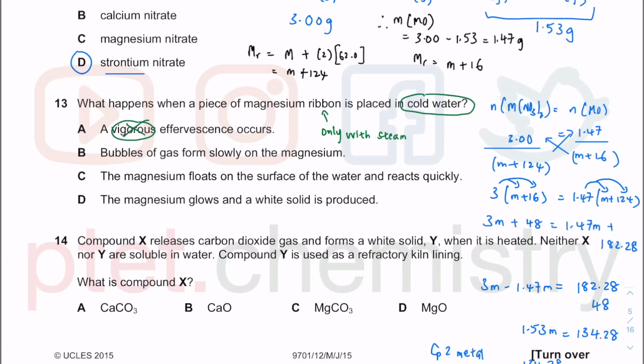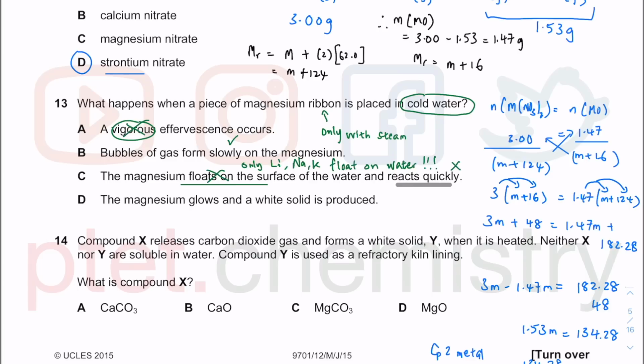Bubbles of gas form slowly is kind of correct. The magnesium floats on the surface, that is wrong. Only lithium, sodium and potassium have lower density than water. That is part of your group 1 case study from O-level, GCSE as well as IGCSE level chemistry. But here, reacts quickly should already have told you that this one is wrong. It's not a rapid, it's not a vigorous reaction.